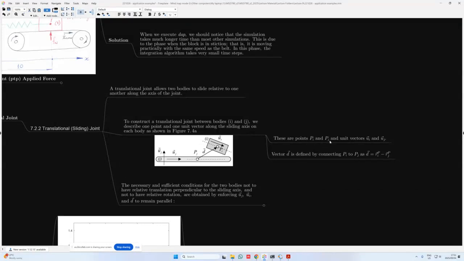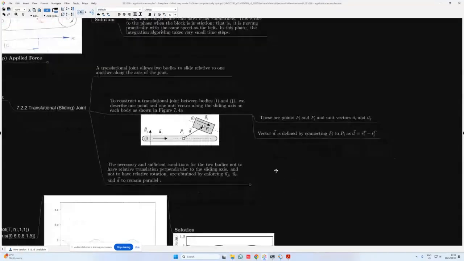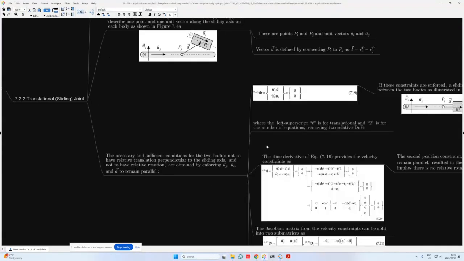And these are then points PI and PJ and unit vectors UI and UJ, as we denoted. Vector D is then defined by connecting PI to PJ, and we connected from point PJ to point PI, so that D is equal to RIP minus RJP. The necessary and sufficient conditions for the two bodies not to have relative translation perpendicular to the sliding axis and not to have relative rotation are then obtained by enforcing UJ, UI, and D to remain parallel to one another.